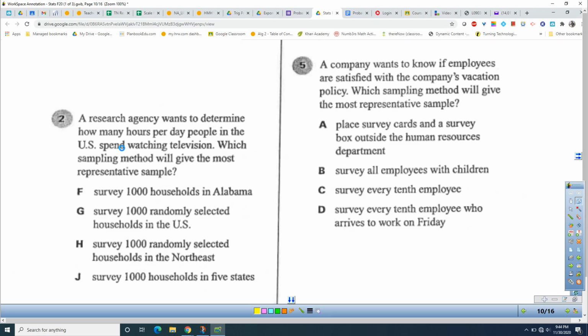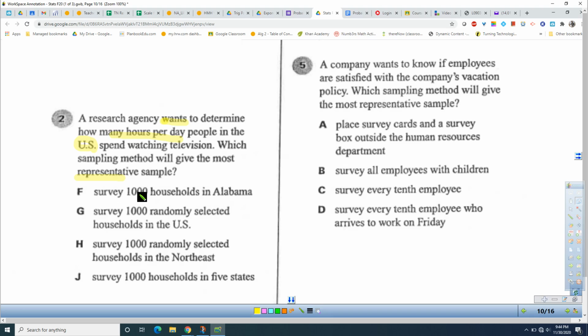We have a research agent who wants to determine how many hours per day. So again, this idea of what do they want? That's important. How many hours per day, and who do they want? Everybody in the U.S. How much time do they watch television? And in this one, they're not telling you how they did it. They're asking which way would give them the most representative sample. Okay, you can't get it perfect, but which one would be the best one?